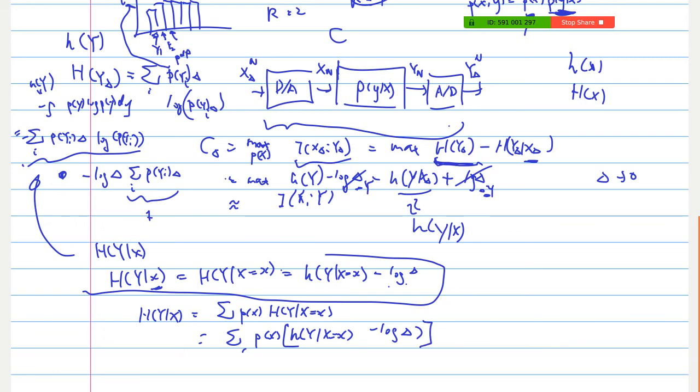This is just a sum over a distribution equal to 1. So this is just equal to h(Y given big X), with some delta put back here. It's essentially the same thing.